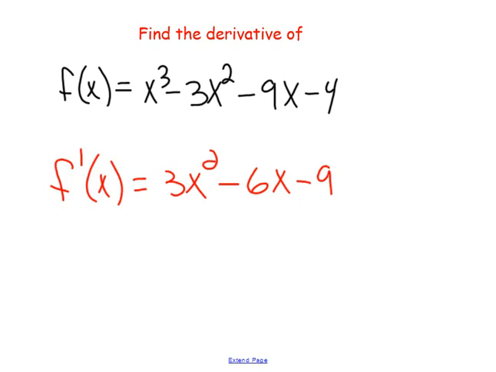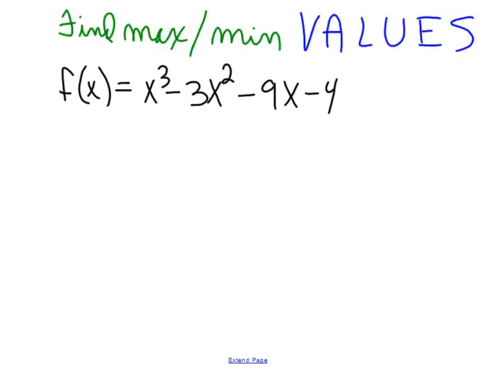Yes? New question. Now, find the maximum values. Same equation, right?